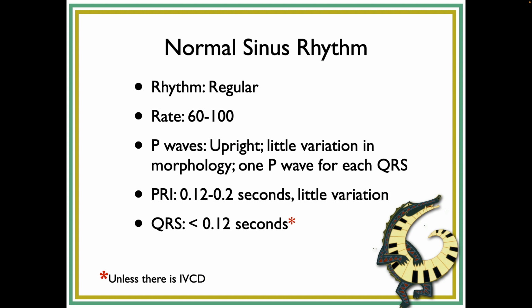P waves upright, with little variation in morphology, which means shape. They all kind of look alike, and 1 P for each QRS. The PR interval, by definition with a normal sinus, is normal. And then by definition, it's a supraventricular rhythm. The QRS is less than 0.12, unless there's an IVCD.